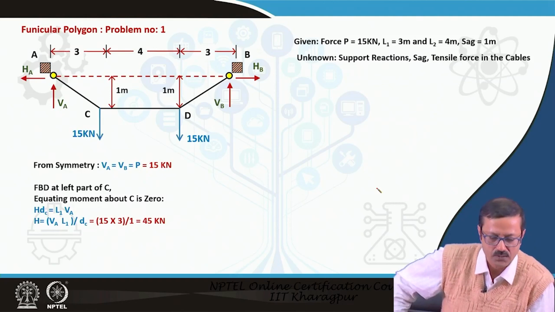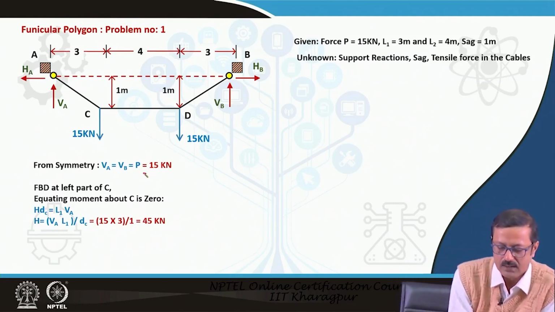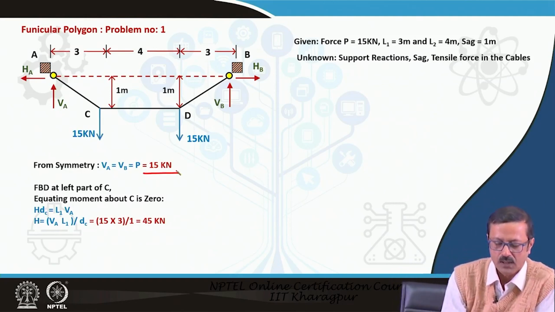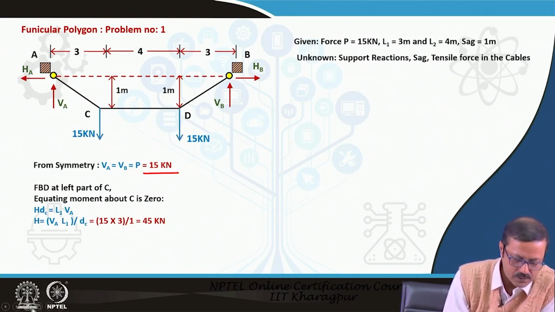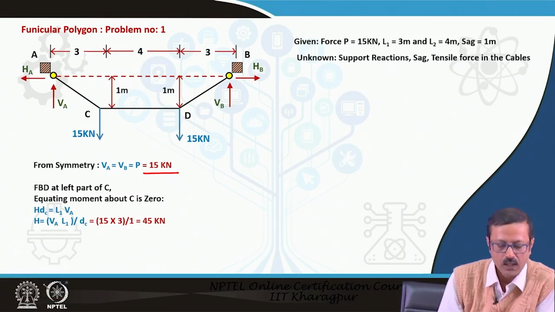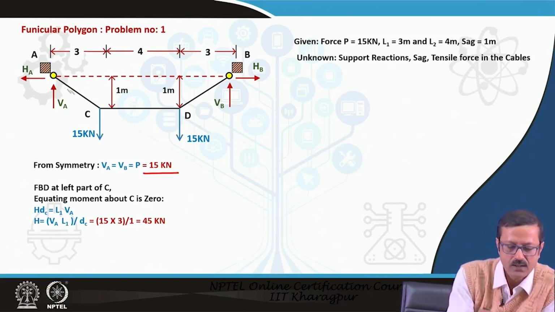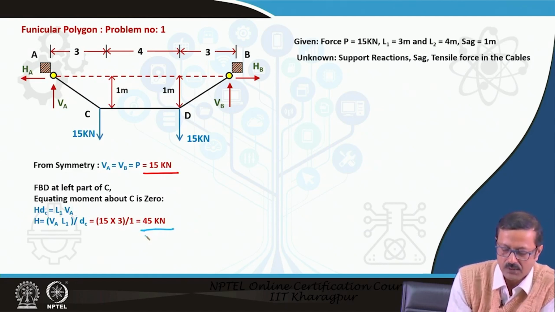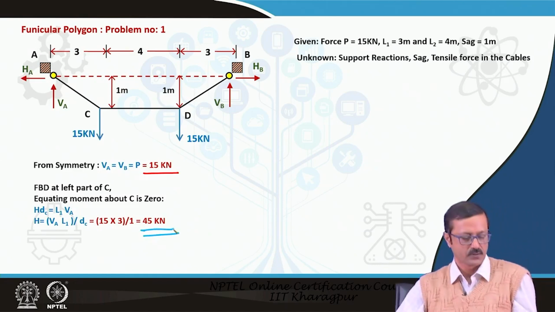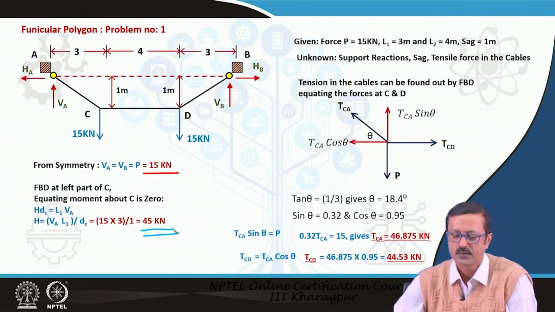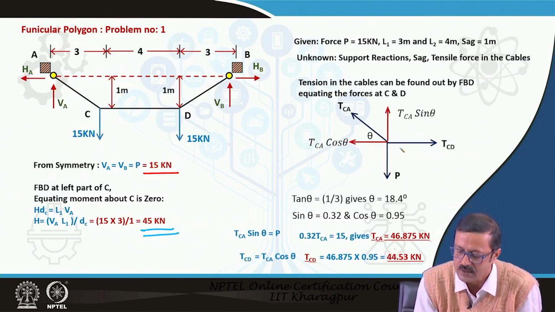From the symmetry I can understand that these reactions will be 15 kilonewton. Suppose I take the moment about C: H A into 1 meter, this DC is equal to 1 meter, L1 is equal to 3, and V A, already I know, is 15. So H A can be computed as 45 kilonewton. Similarly, I can find out all the forces by the free body at this particular point, the point C.